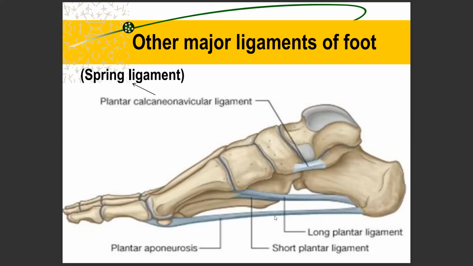There are two other ligaments on the plantar side. One is known as the long plantar ligament and the other is known as the short plantar ligament. Here are the two plantar ligaments. This one is the long one, and this one is the short plantar ligament, while this is the plantar aponeurosis, which is beneath these two ligaments. These are also collectively known as the plantar ligaments, and there are three of them: the plantar calcaneonavicular ligament, the long plantar ligament, and the short plantar ligament.